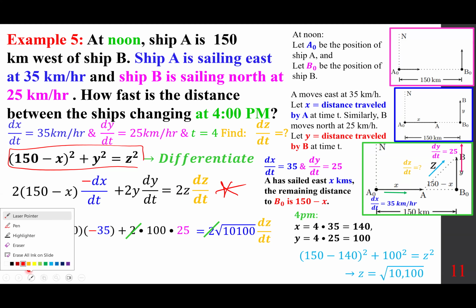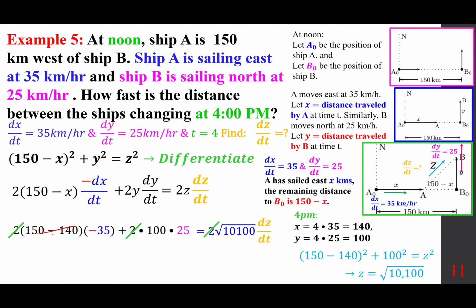Then this is 10, and therefore 10 times negative 35 is negative 350. This is 100 times 25, so 25 with 2 zeros.